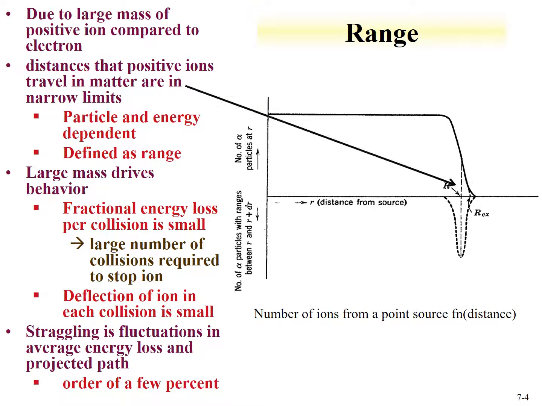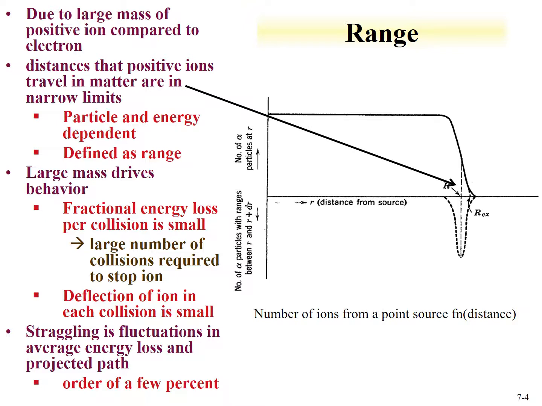As what's shown here, if we look at this figure, it shows the number of particles at a given distance from the source. We see that number remains fairly constant, and then as you come to the part where the distance that can be reached in the material, that number rapidly drops off.